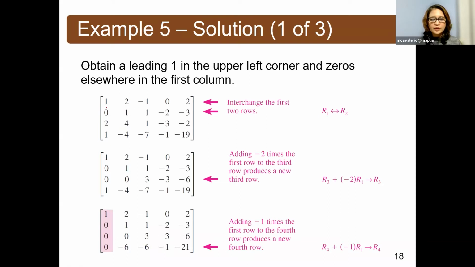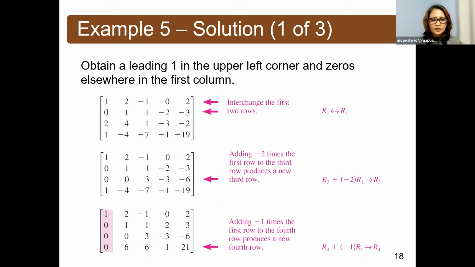Interchanging row 1 with row 2 gives us an entry in row 1 as 1, and we will have 0 below it. So we have 1, 2, negative 1, 0, 2, and then we have 0, 1, 1, negative 2, negative 3, and the third row will start at 2, and the fourth row will start at 1. Now we need to convert 2 and 1 to 0. So what we can do now is to multiply row 1 by negative 2 and add it to all the entries in row 3, to form the new third row.